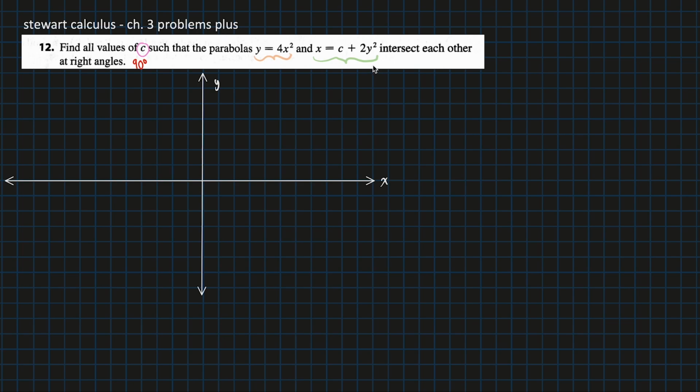So it's a good idea to see visually what it means for these two parabolas to intersect each other at right angles. Once we see them intersecting at right angles, we can think about how to solve for our c here. Okay, so let's draw our first parabola, 4x squared. Whenever we see x squared and no other x term, the vertex of our parabola, the lowest point, is always at 0, 0.